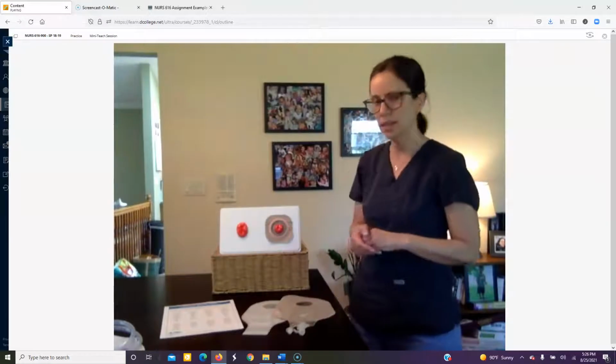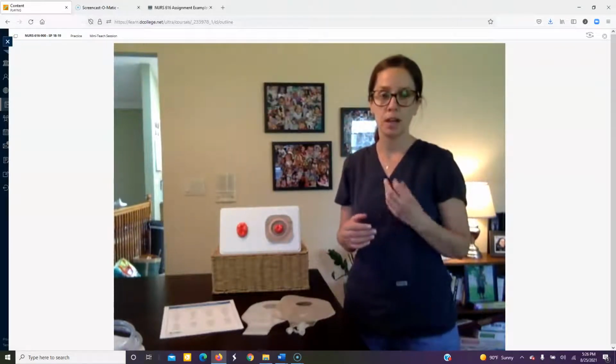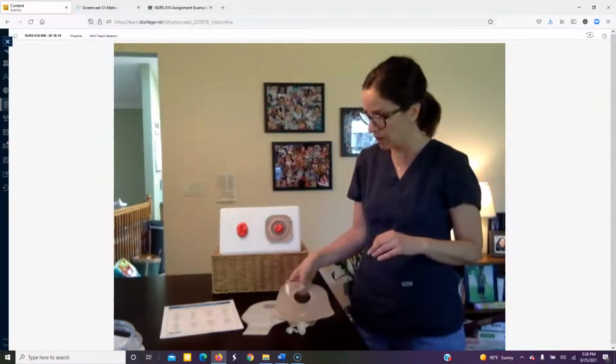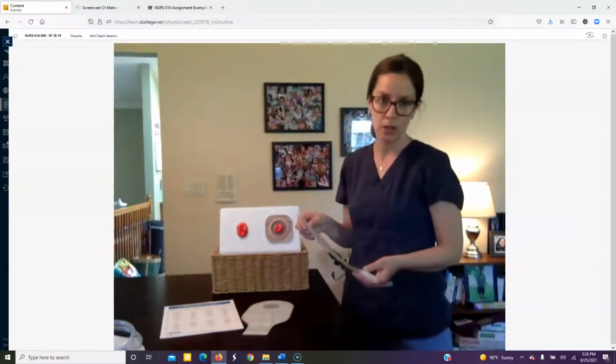The first one we're going to talk about is the ileostomy, which, as you all know, is a stoma created using the small intestine. So the output that you're going to see with an ileostomy is generally going to be liquidy or very, very soft.